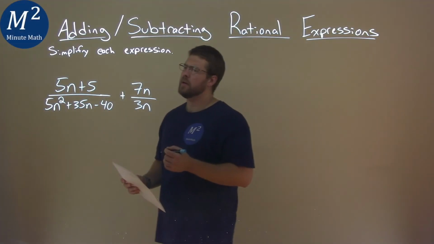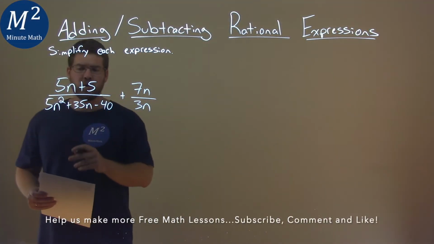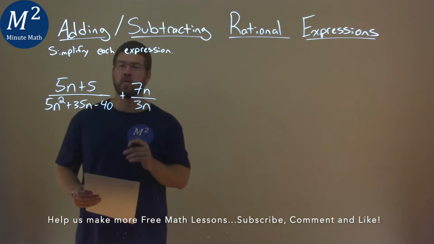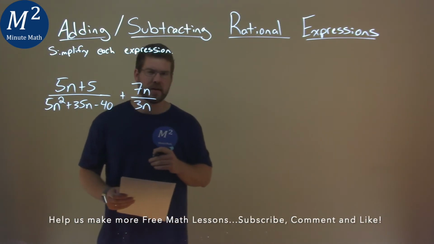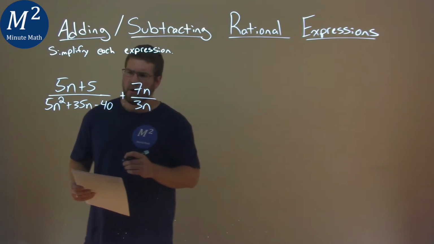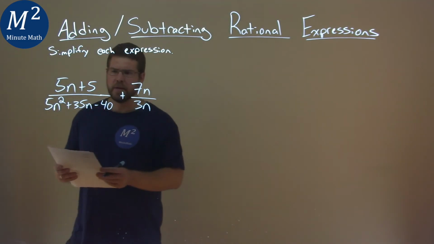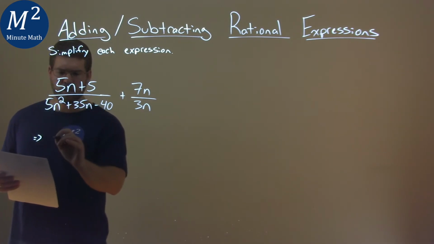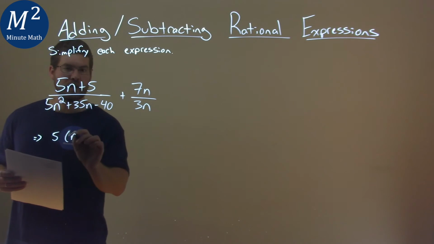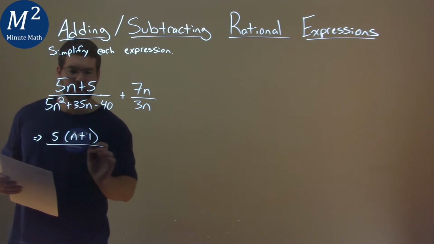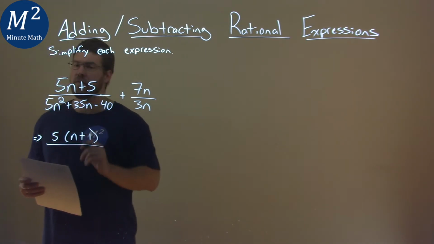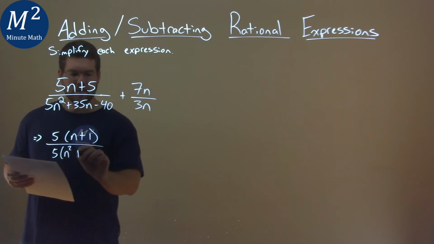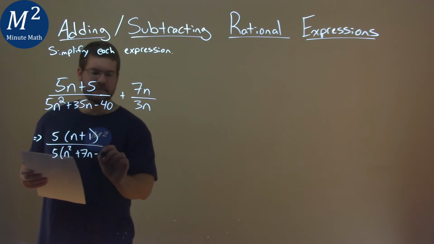We're given this problem right here, 5n plus 5 over 5n squared plus 35n minus 40 plus 7n over 3n. And we've got to simplify this expression. Well, first I'm going to see what I can break down here for each one. So I have 5n plus 5. Well, I'm going to pull a 5 out here, and I'm left with n plus 1. Denominator, I can pull a 5 out of each part here as well. I pull out 5, and I'm left with n squared plus 7n minus 8.